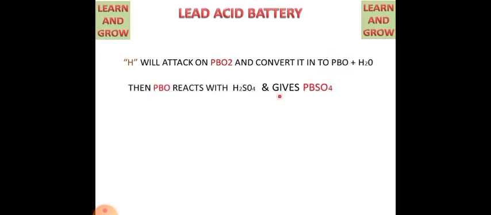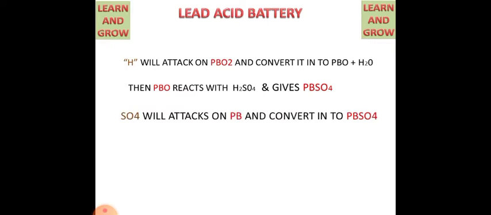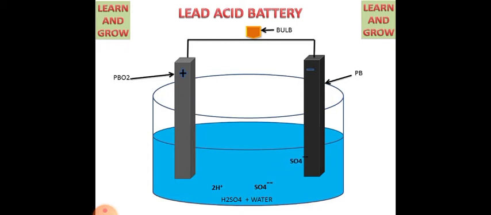Then PbO reacts with H2SO4 and gives PbSO4, lead sulfate. SO4 will attack Pb and convert it into PbSO4, lead sulfate. This is the reaction happening in it. And hence the charges are created over there, negative charges are going over there. Due to the reaction, all these things are happening.